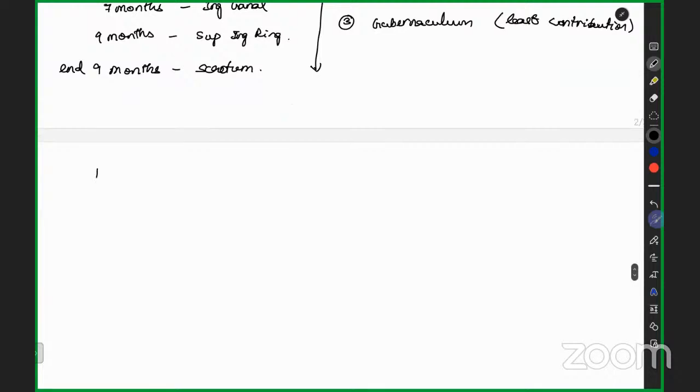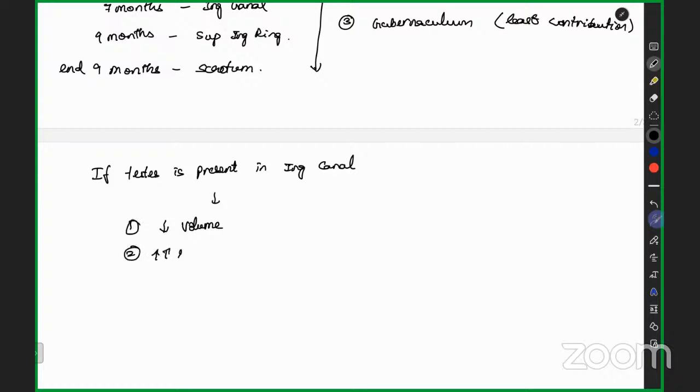So, if your testis is present in the inguinal canal, kandipa there is a problem. It is not the physiological site of your testis. Therefore, it is going to reduce in volume. Number 1. Number 2, there is an increased risk of intratubular germ cell neoplasm, ITGCN. That is going to be the second point.